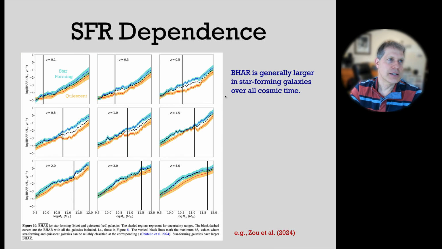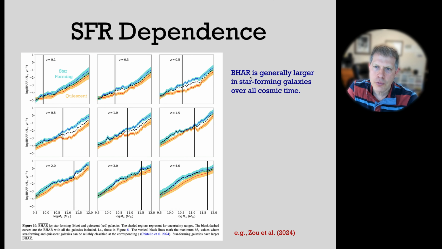Here's another nice example. In this case, the authors looked at the black hole accretion rate as a function of stellar mass. Again, this being a very useful quantity for the reasons I've described, for star-forming systems and quiescent systems. And at many different redshifts, running all the way from redshifts of 0.1 out to redshifts of 4, it seems pretty clear that in general, the black hole accretion rate is larger in star-forming galaxies than it is in quiescent systems over all of cosmic time, as best we can measure it. That's another interesting result with star formation.